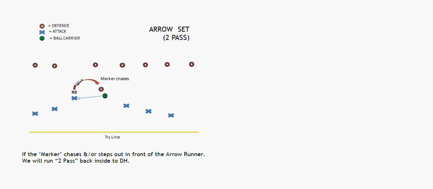The same arrow set, except the running back comes in from deep, and on your way in, the marker comes across and tries to tag you. What you then do is pass the ball back into the dummy half, who's going to run a tight inward line just around the rollback, because the marker is now gone.